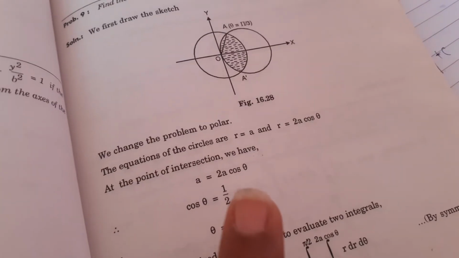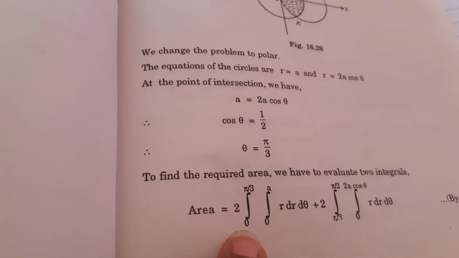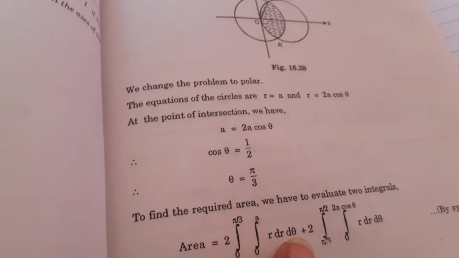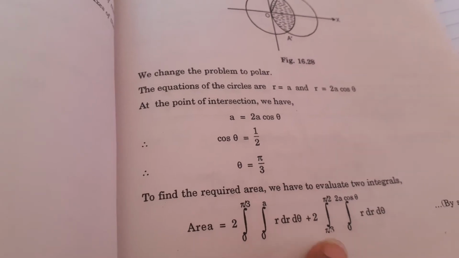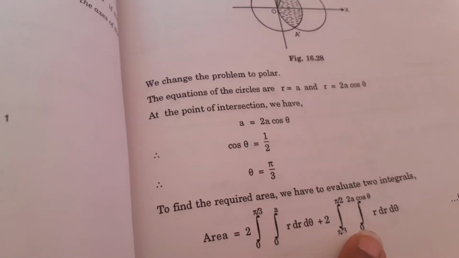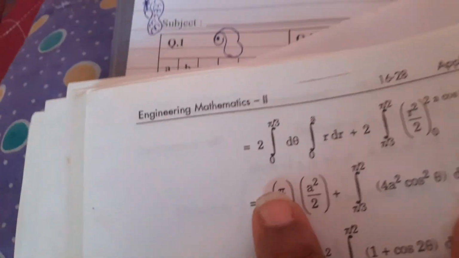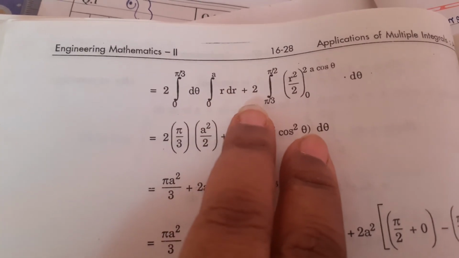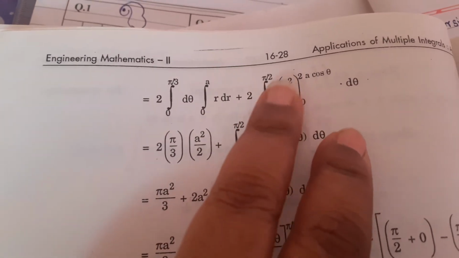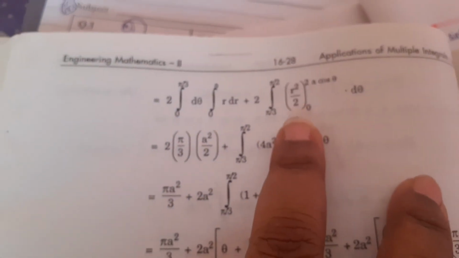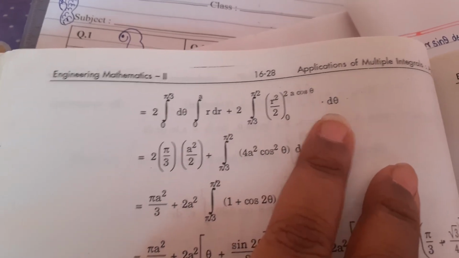Hence from this we now find the required area. The area is distributed into two parts, so it is 2 times the integral from 0 to pi by 3 of the integral from 0 to a of r dr d theta, plus 2 times the integral from pi by 3 to pi by 2, because we are considering the second quadrant and fourth quadrant, of the integral from 0 to 2a cos theta of r dr d theta. So by this way we get the integral from 0 to pi by 3 d theta, the integral from 0 to a r dr, plus 2 times the integral from pi by 3 to pi by 2. Lower and upper limits are changed. r square by 2, from 0 to 2a cos theta, d theta.